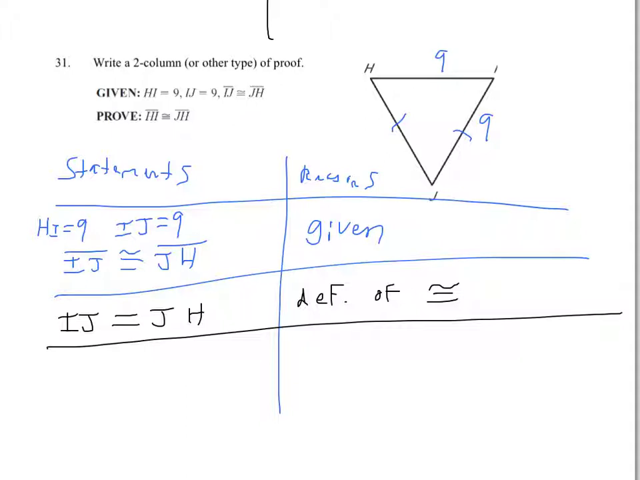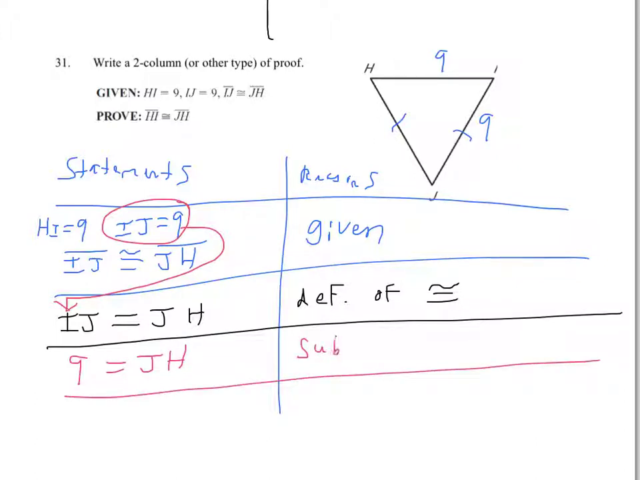Alright, now let's use some substitution, and here's how I'm going to use substitution. I know that IJ equals 9, so instead of writing IJ, I'm going to repeat what I just wrote, except instead of writing IJ, I'm going to write a 9. So it's going to say 9 equals JH, and so that was substitution that allowed me to do that. So now if you look, I have JH equals 9, HI equals 9, IJ equals 9. I've proved that they're all 9, and I know you probably just knew that from looking at it, but you got to prove it in an organized step-by-step manner.